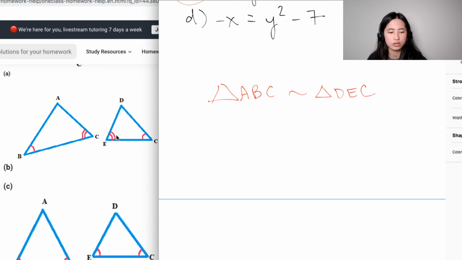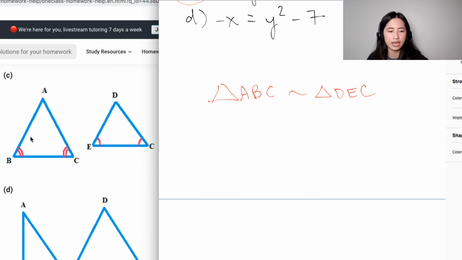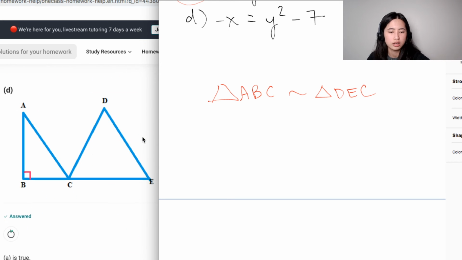That's why it's incorrect. So, and for part C, right, because they're saying you have ABC and you have DEC, angle B and angle D should have the same angle, right? They're supposed to be congruent, not angle B and angle C, right? So it should be angle B is congruent to angle E, and you should have angle C is congruent to angle C. That's why this figure is incorrect.